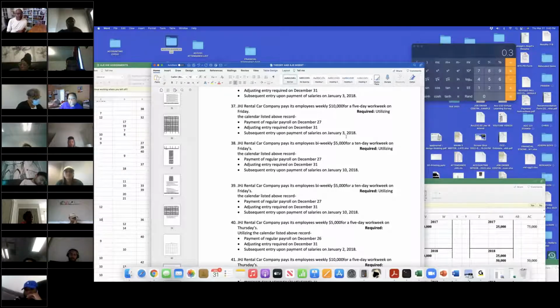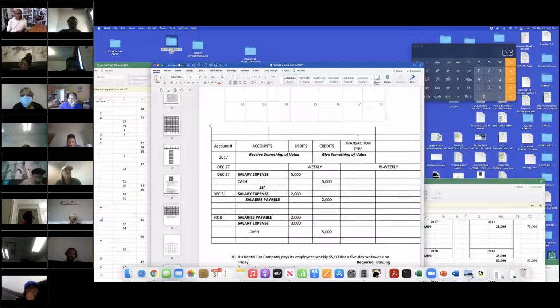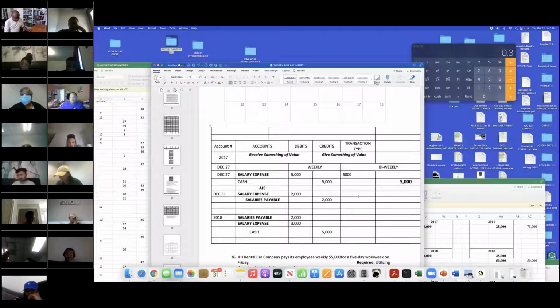I did debit 5,000 on the biweekly salary expense, and then 5,000 on the biweekly cash credit. So if you were biweekly, you're gonna make the same entry: debit salary expense for 5,000 and credit cash. Then what you gonna do? For December 31st, it looked like they was getting paid 500 a day. So I debit 1,000 for salary expense, that's correct, and then credit 1,000 for salaries payable. All right.